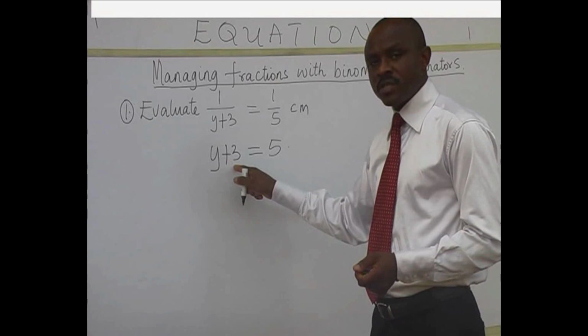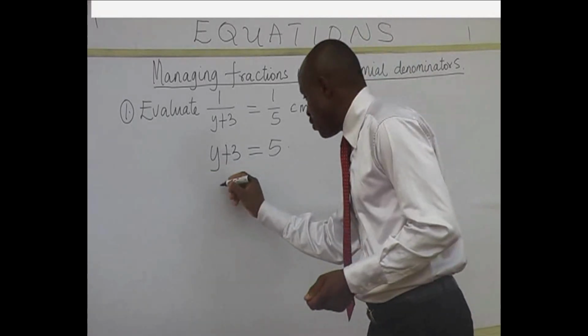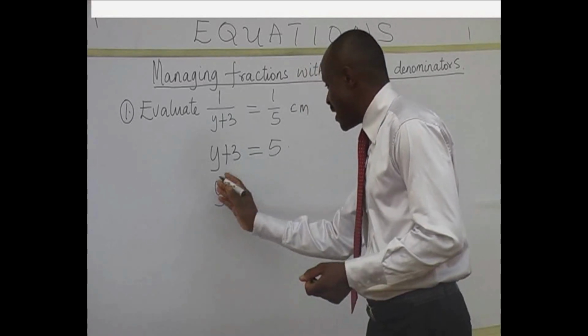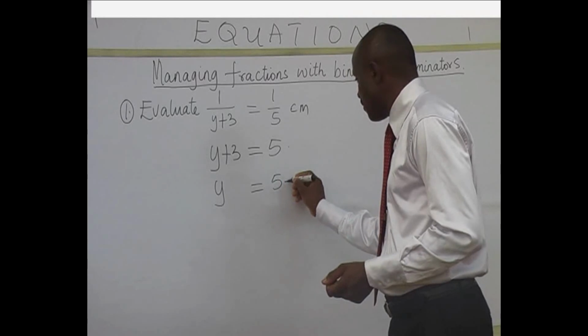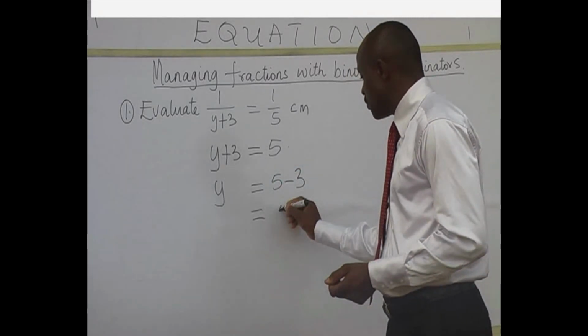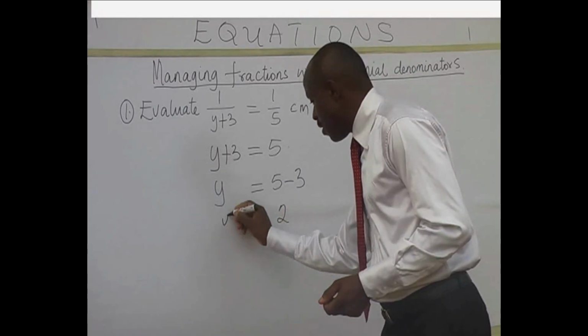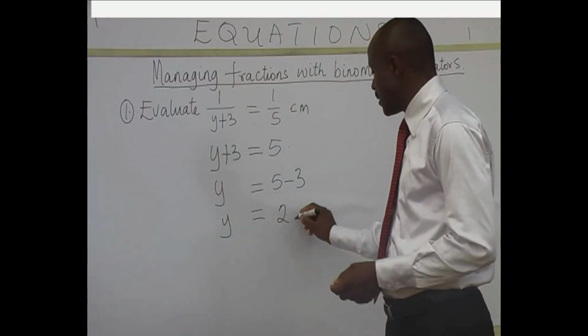Subtract 3 from both sides so as to eliminate 3 from the left hand side. When you do so, you are going to have only y in the left hand side of the equation, and it's going to be equal to 5 minus 3. And 5 minus 3 is 2. That means the value of y becomes 2 in that equation.